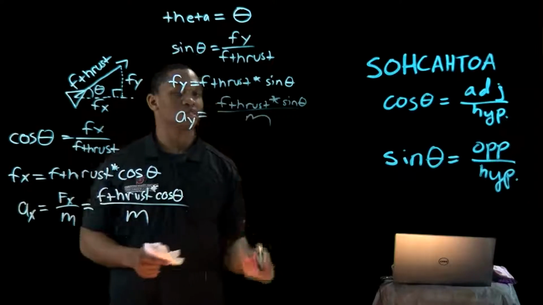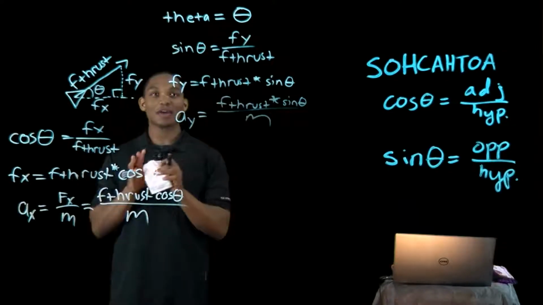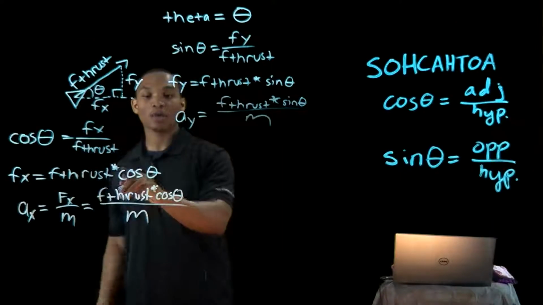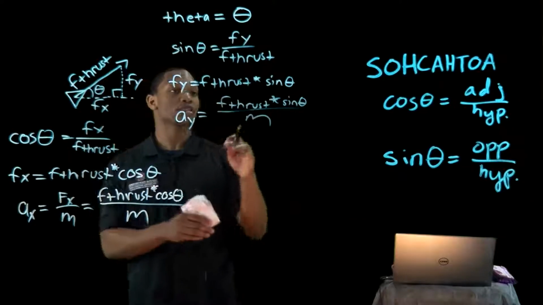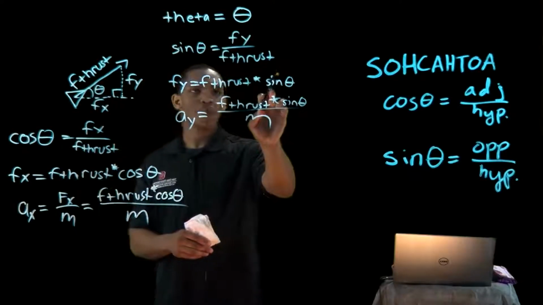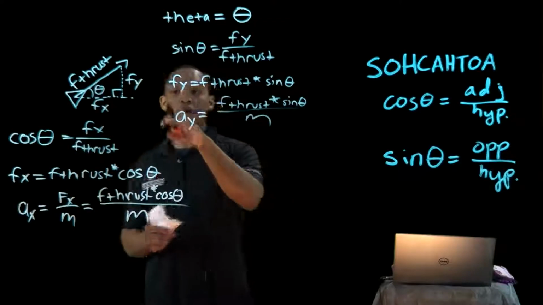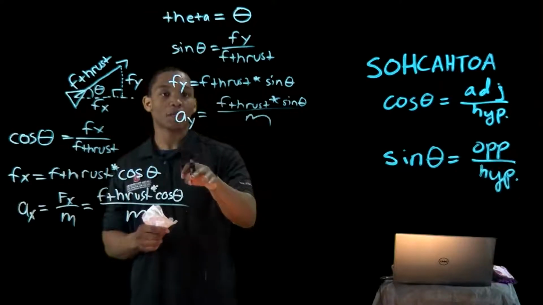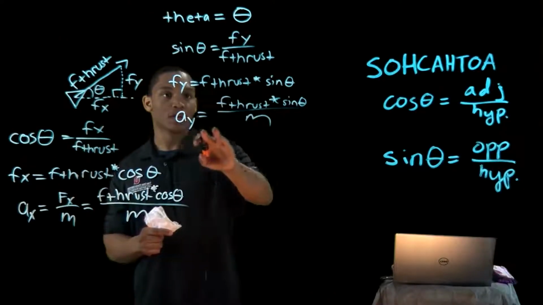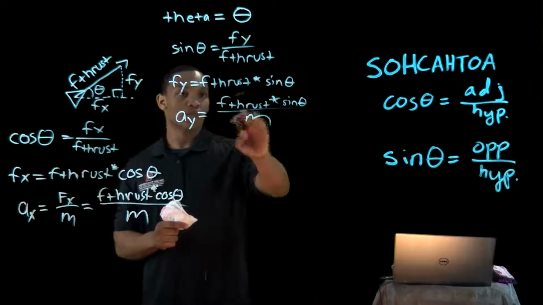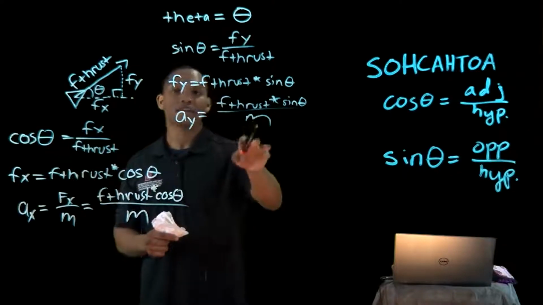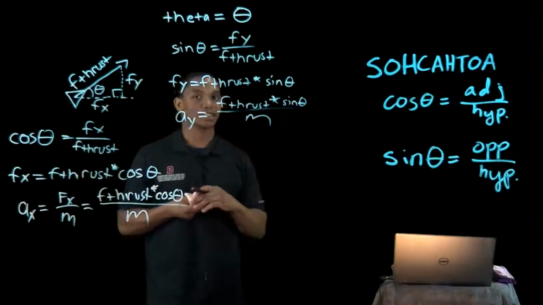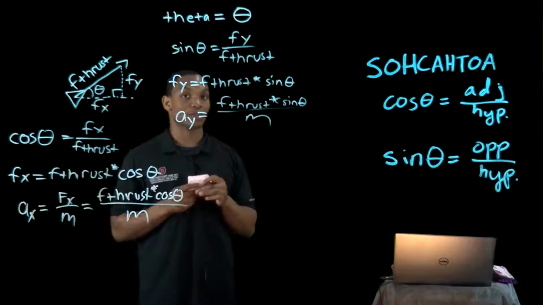over m. So from here, we now understand why we chose cosine of theta, and we also understand why we need sine of theta for our F of y. And also we understand that acceleration y is equal to F thrust times sine of theta divided by our mass. So let's jump back to the editor and see if we can get this ship to move in the y direction now.